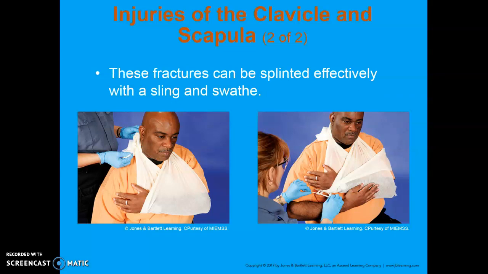Oftentimes, you're just going to use a sling and swath. You have triangular bandage material, and you'll create a sling to help support the weight of the injured arm. That way, you're going to reduce the amount of gravity that's pulling on it. And then you use a swath to go around the chest, making sure that you don't restrict any sort of breathing, but that binds the arm to the chest wall to keep it from swinging free.